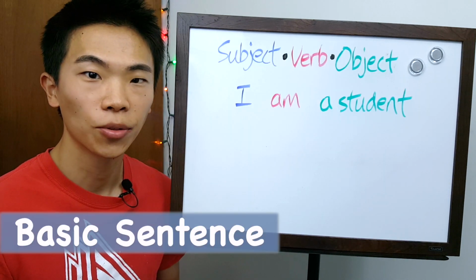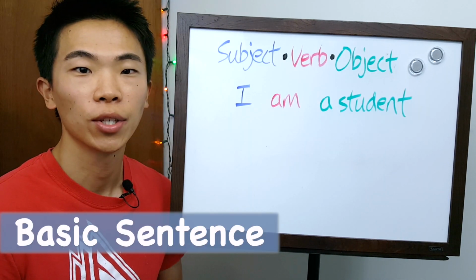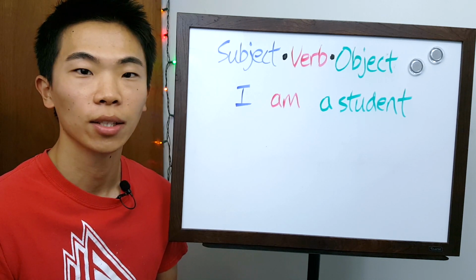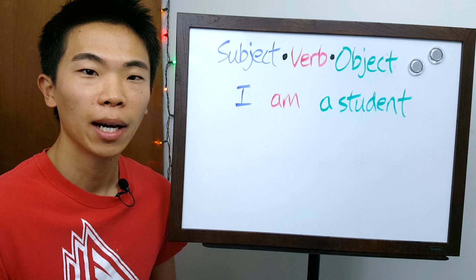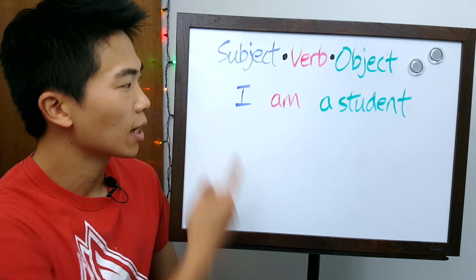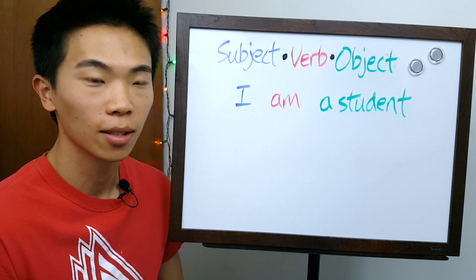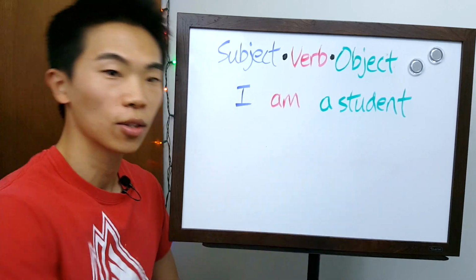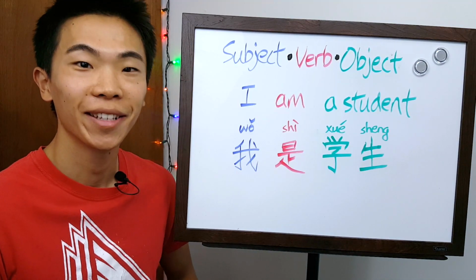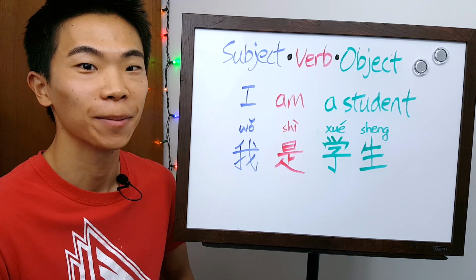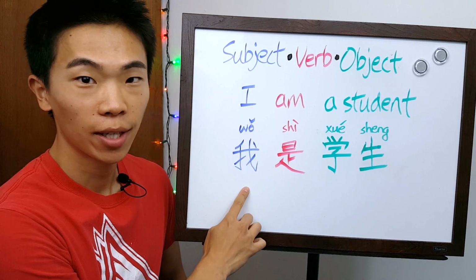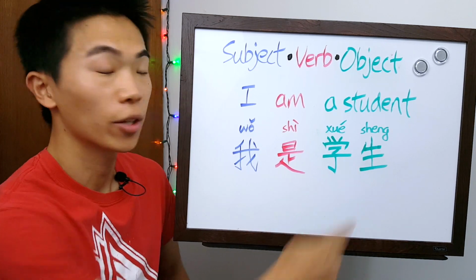So a basic sentence has 3 parts. You have the subject, which is the person or thing you're talking about, the verb, which is what the person or thing is doing, and the object, which is being modified by the verb. So for example, you have I am a student, where I is your subject, am is your verb, and a student is your object. Thankfully, in Chinese, you have the exact same format here. 我是学生. Subject, verb, and finally your object.